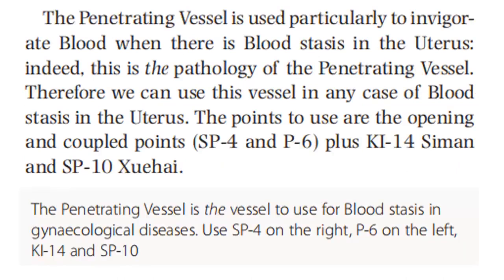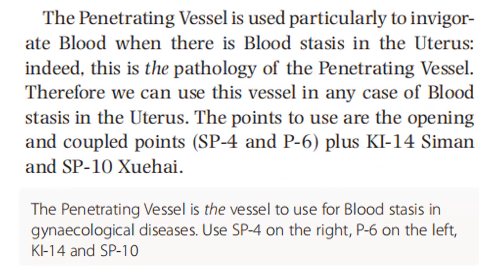The penetrating vessel is used particularly to invigorate the blood when there is blood stasis in the uterus. Indeed, this is the pathology of the penetrating vessel. Therefore, we can use this vessel in any case of blood stasis in the uterus. The points to use are the opening and couple points, spleen 4 and PC6, as well as kidney 14 and spleen 10.